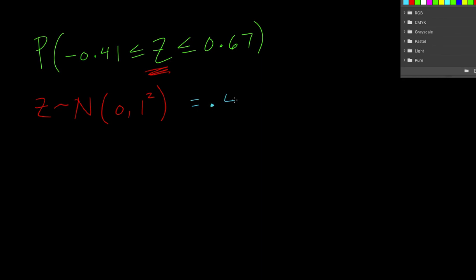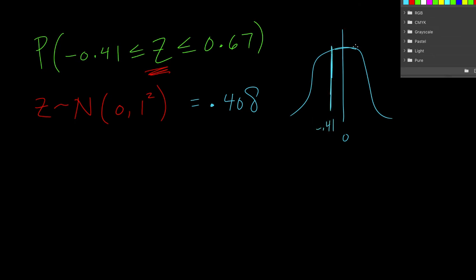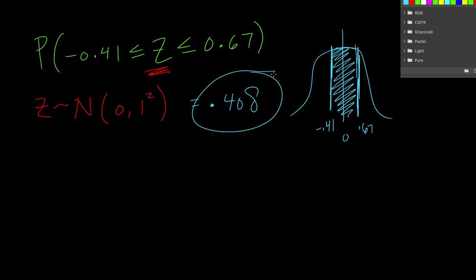0.408. So once again, to draw a visual of this, we're centered at 0 now. If we go a little bit to the left, negative 0.41, and a little bit to the right, 0.67, the area in between those two points is going to be this, assuming that the total area is 1, because the total probability is 1.